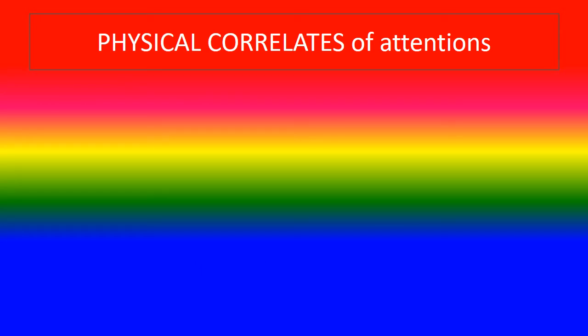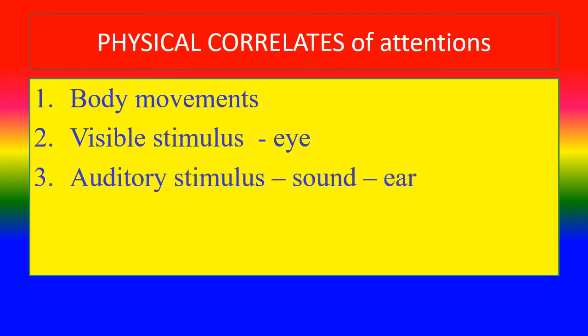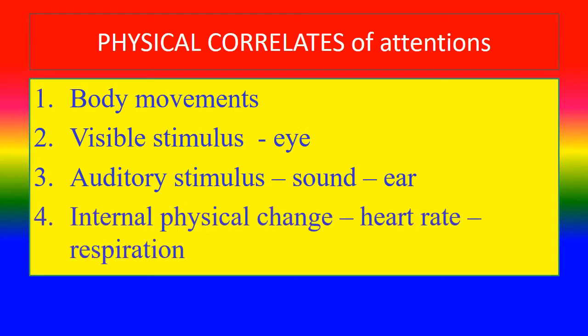Physical correlates of attention. 1. Body movements. 2. Visible stimulus, eye. 3. Auditory stimulus, sound, ear. 4. Internal physical change, heart rate, respiration, etc.